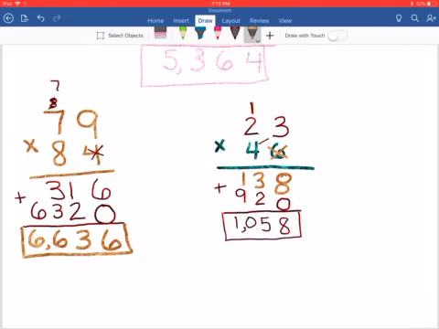And we're going to think about the reasonableness. This could go up to 80. We'll leave this at 80. That would give me 6,400. I got 6636. Very much reasonable.